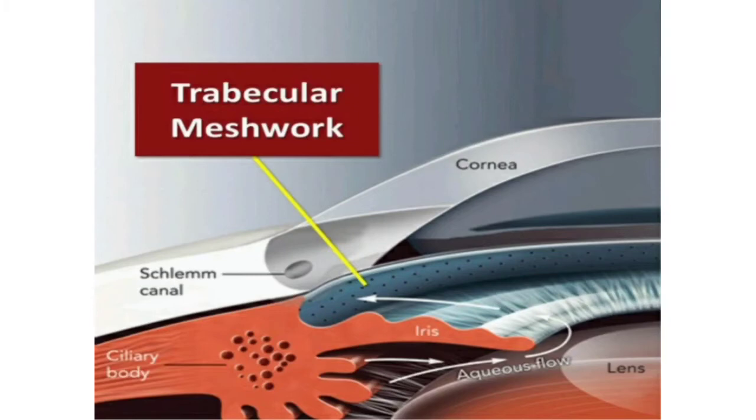From there, it crosses the pupil and goes to in front of the iris. From there, drainage through the trabecular meshwork. From there, it goes to the Schlemm's canal, and from there, it goes to the episcleral vessels, and eventually it mixes with the blood, and this circulation is completed.